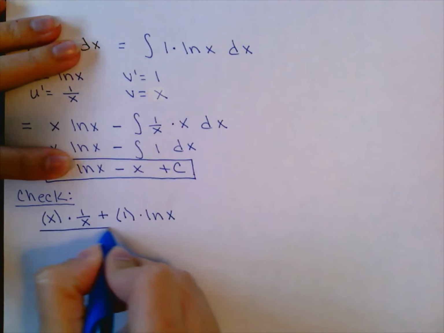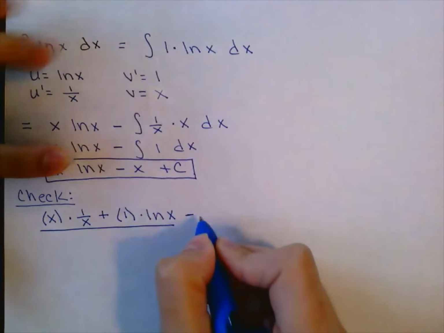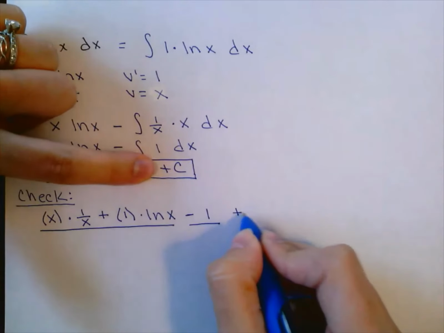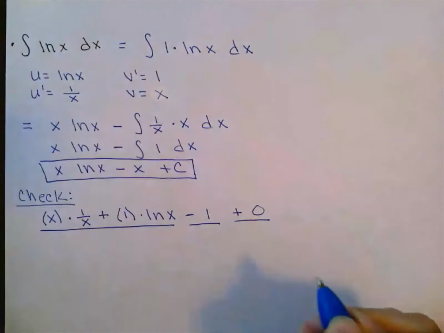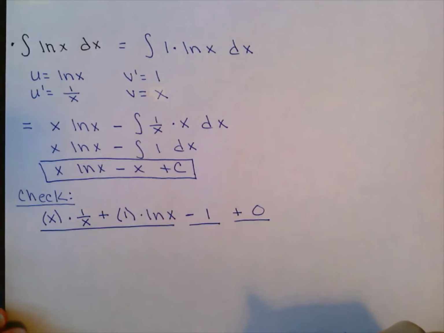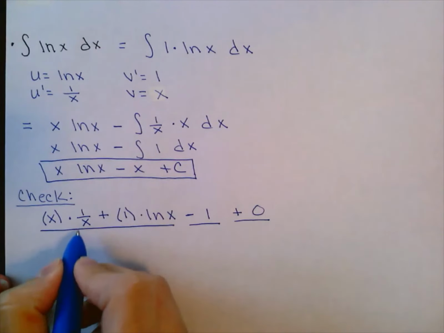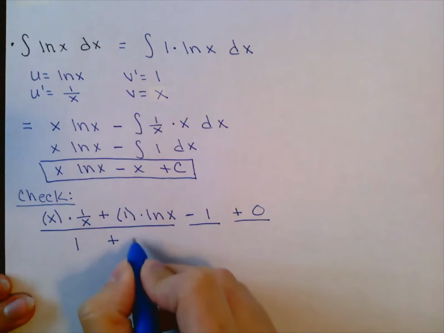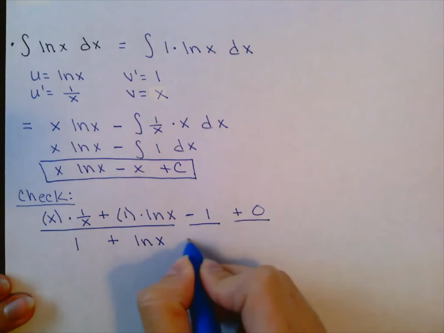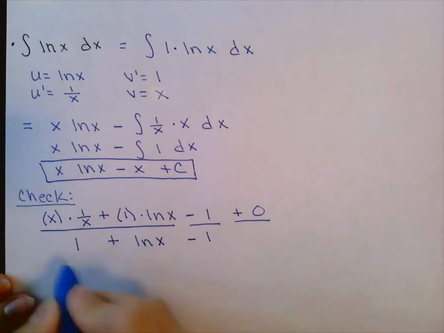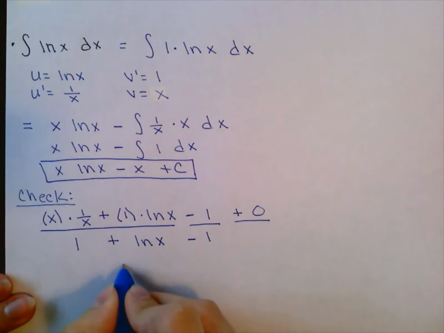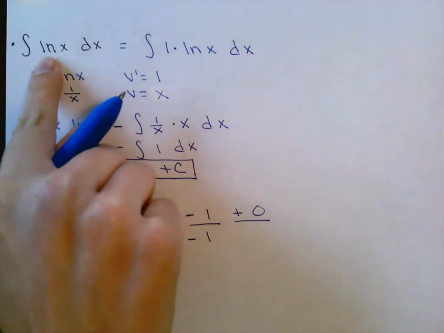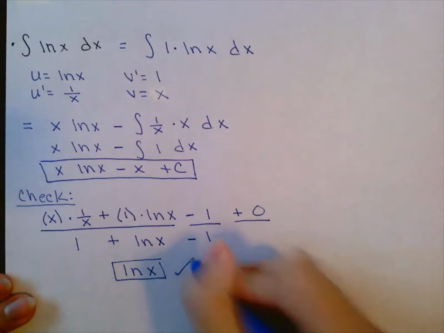This would be my first term, minus the derivative of x is 1, there's my second term, plus the derivative of a constant is 0. And now all we have to do is clean. X over x, right, is just going to give me 1, plus 1 times ln of x, and then minus 1. We don't have to write the plus 0. The positive 1 and the negative 1 cancel out, and I am just left with ln of x, which, if you look at my original question, is what I was working with.